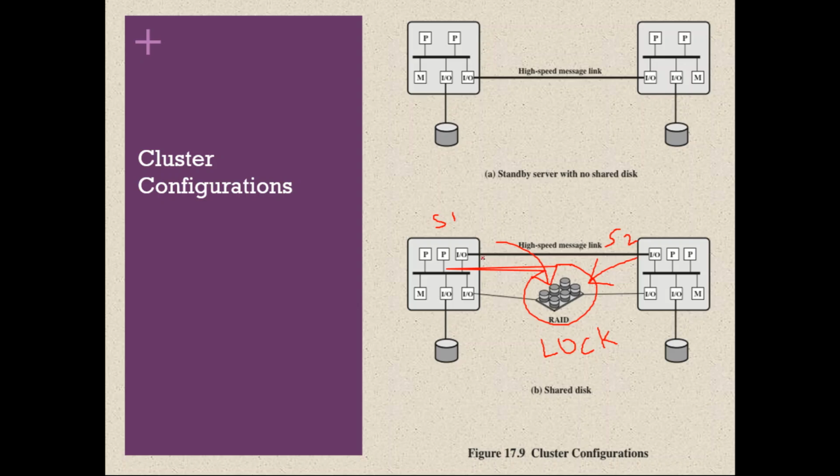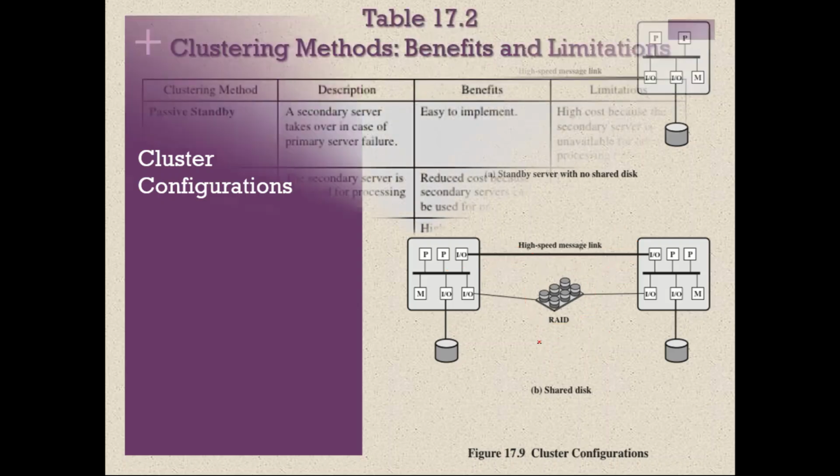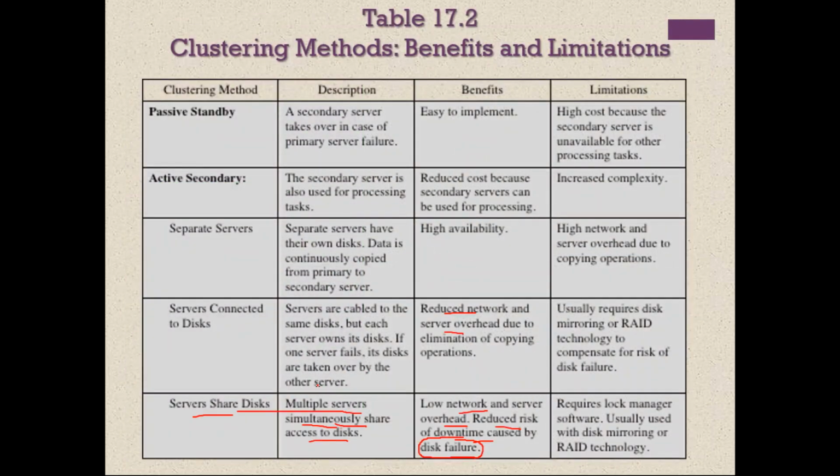If server 1 wants to use it, first it should check whether it is locked or not. If it is not locked, then server 1 will use it. When server 1 is using it, it will be locked. Now if server 2 checks, it is already locked, so server 2 has to wait until the lock is released. Once the lock is released, server 2 can access. This is how servers with shared disks work.